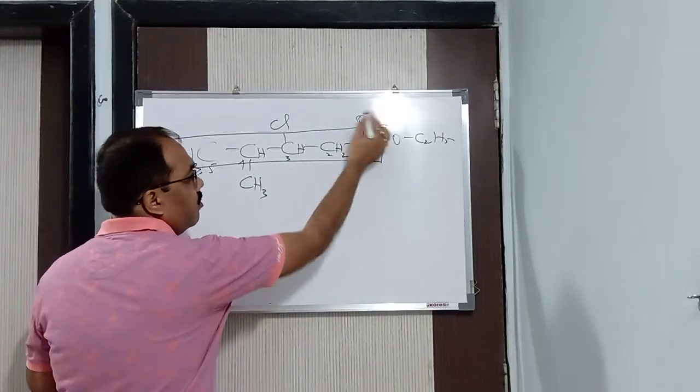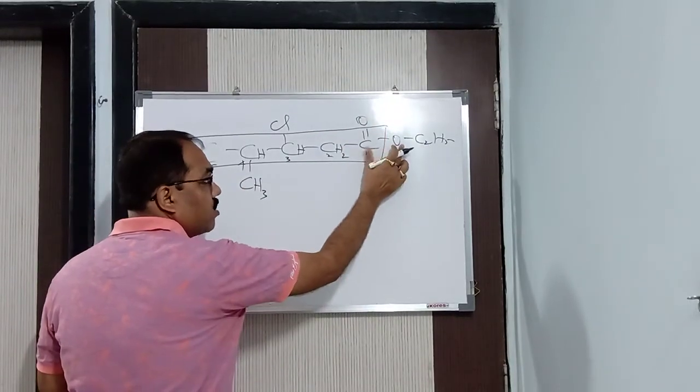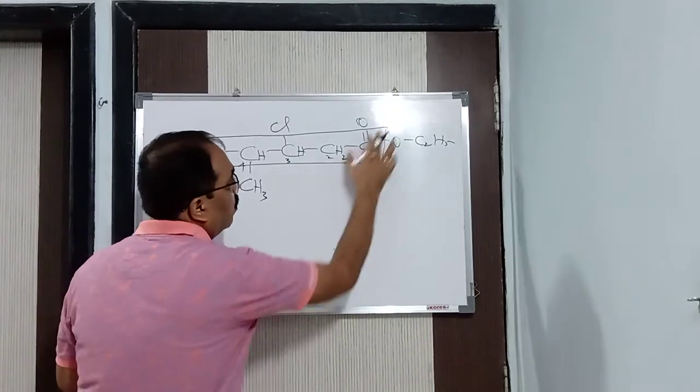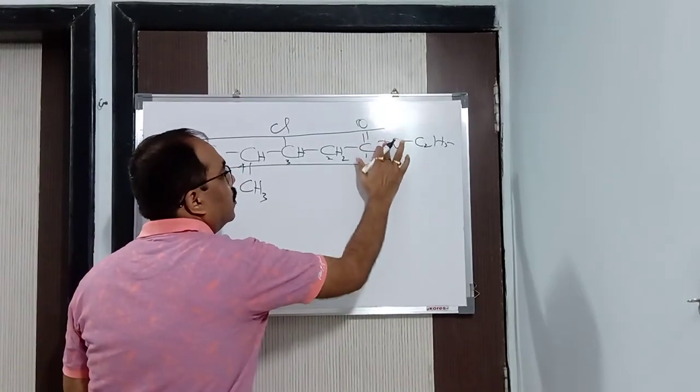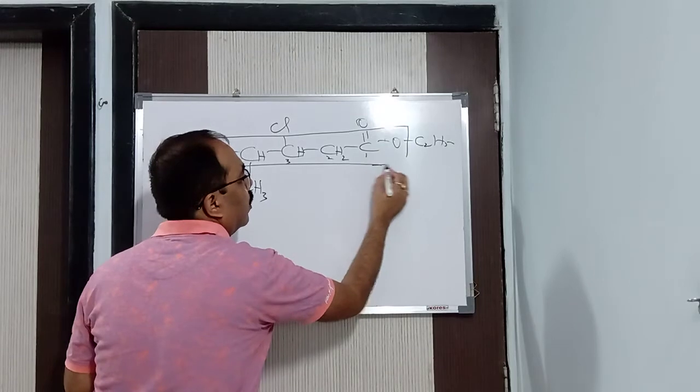Why? Because this is a functional group. COO is a functional group. I have taken this O also. Don't worry, sir, why have you not taken the O? Okay, I am taking it.